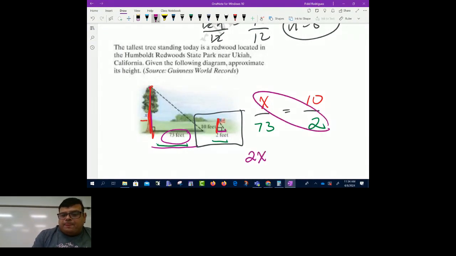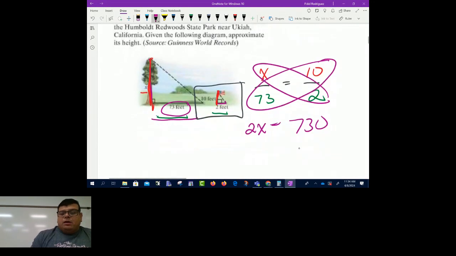Look, y'all, we're going to cross multiply now. 2x. 73 times 10, y'all, is going to be 730. We're going to divide both sides by the number 2.